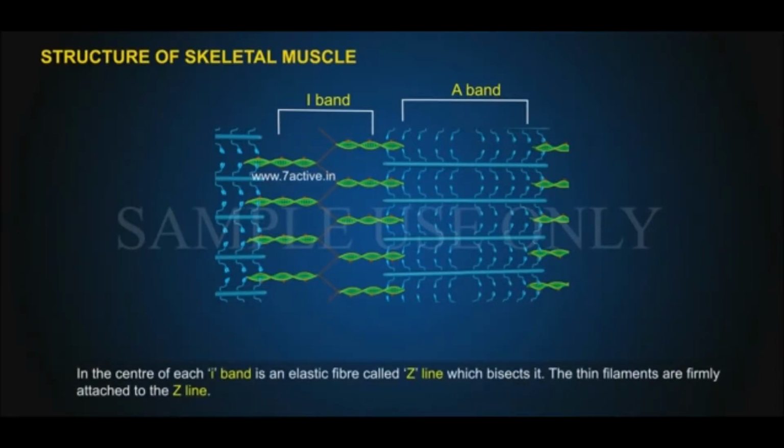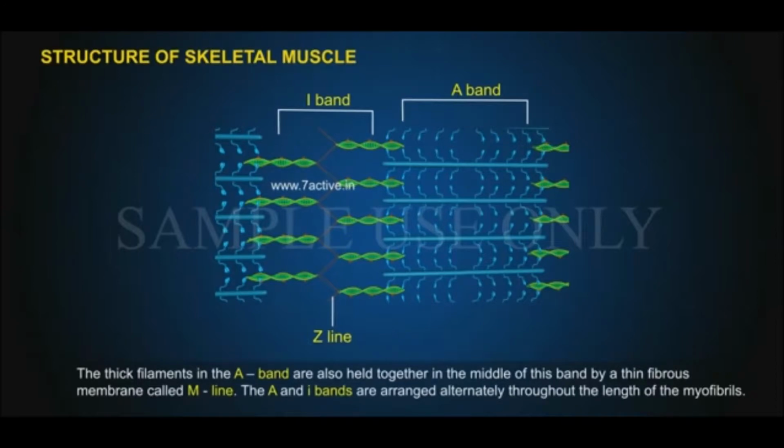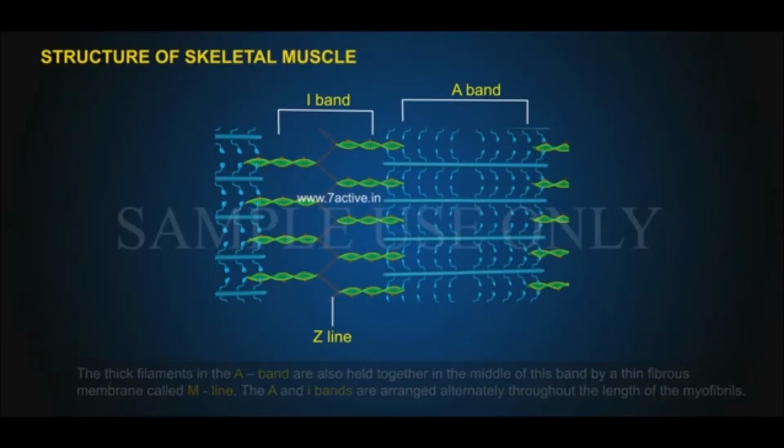In the center of each I band is an elastic fiber called the Z-line, which bisects it. The thin filaments are firmly attached to the Z-line. The thick filaments in the A band are also held together in the middle of this band by a thin fibrous membrane called the M-line. The A and I bands are arranged alternately throughout the length of the myofibrils.